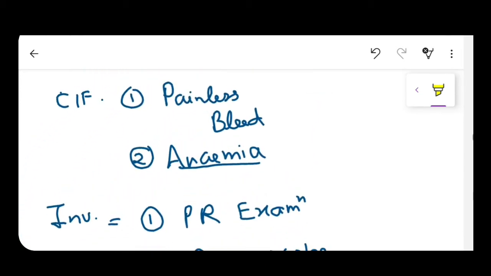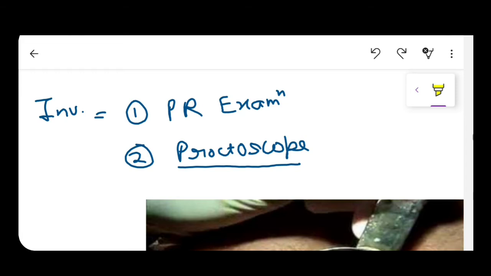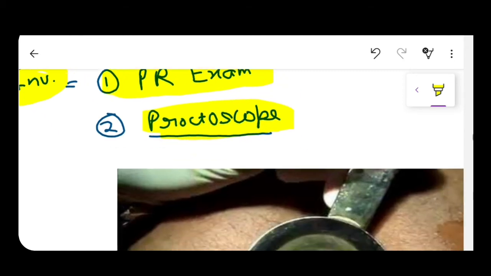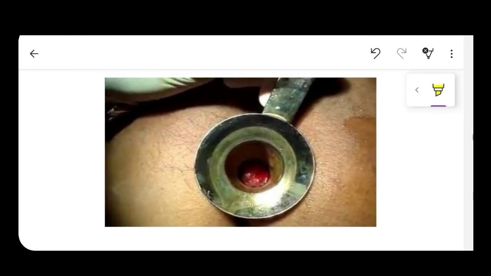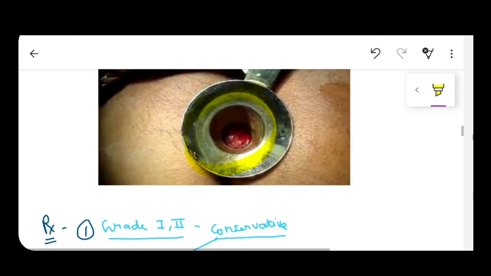What are the different clinical features of hemorrhoids? So guys, there will be painless bleeding. There will not be pain. This is painless bleeding, and anemia, of course. If there is bleeding, anemia will also occur. Now guys, what are the different investigations? First of all, you can go for the per rectal examination, and also you can use proctoscopy. So guys, this is a proctoscope used for the diagnosis of hemorrhoids.